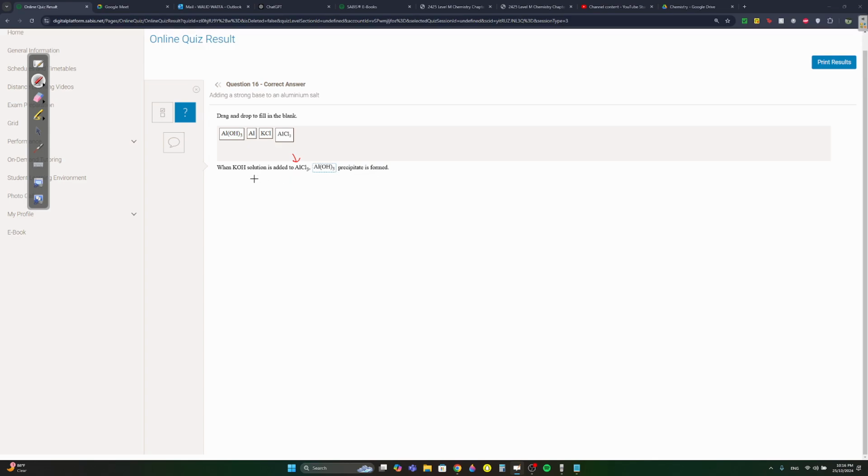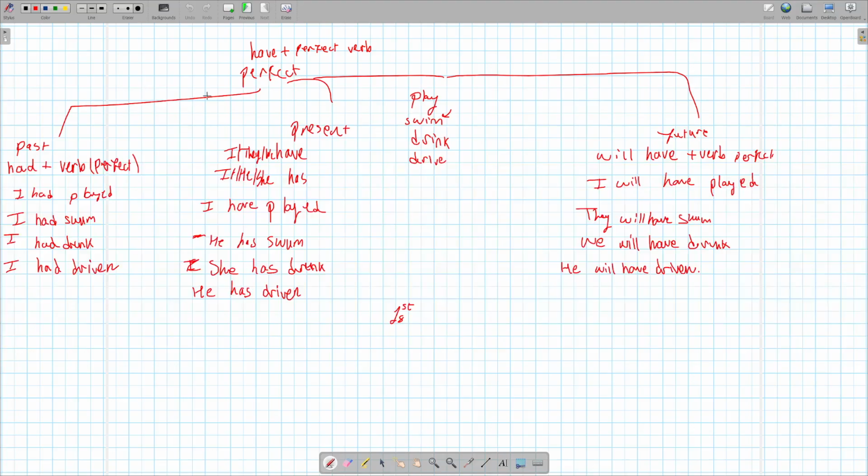How do you find the precipitate? You have a base and you have AlCl3. If I'm not wrong, this is amphoteric, right? What is this?